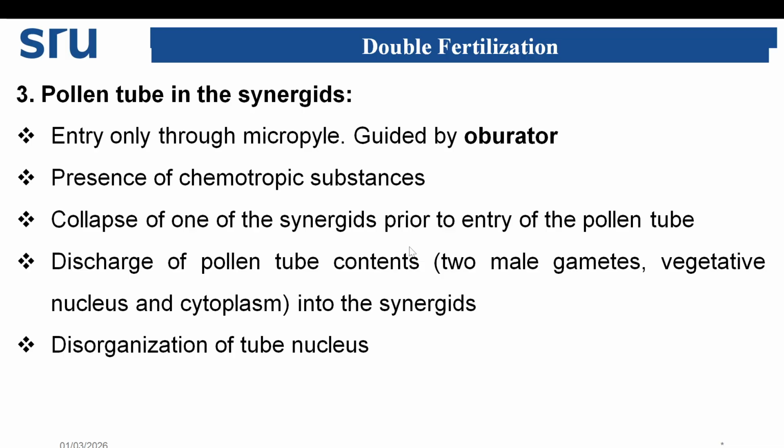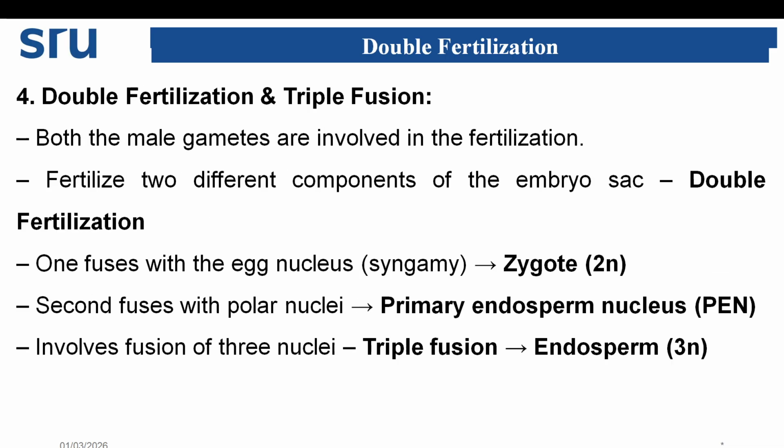Collapse of one of the synergids prior to the entry of the pollen tube. Discharge of pollen tube content: two male gametes, vegetative nucleus and cytoplasm into the synergid. Then disorganization of the tube nucleus.